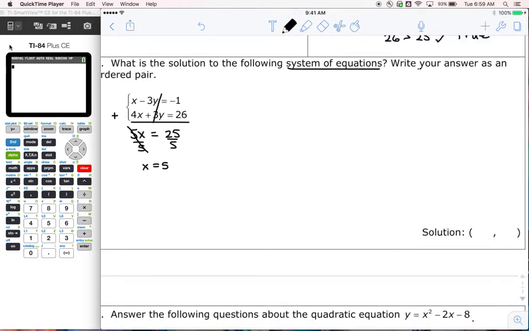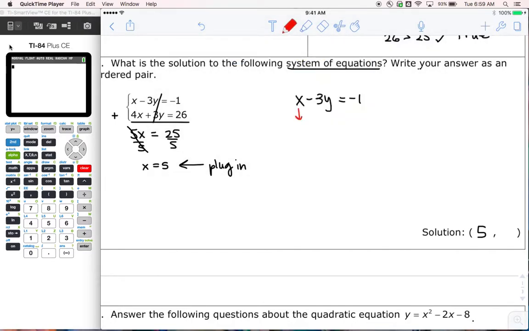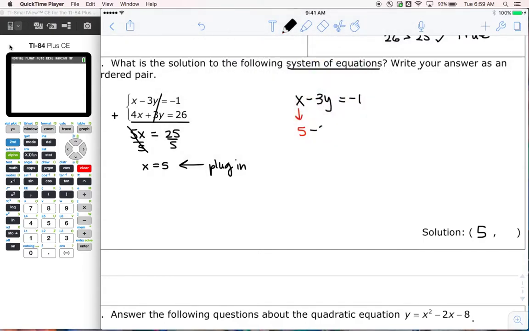So that's half of my answer, right? X is 5. I've still got to find y. And you can find y by plugging in the x to either equation that you started with. It really doesn't matter which one you do. So I'm going to plug in. All right, plug this in. And I'm just going to do the top equation. So I've got x minus 3y is equal to negative 1. Okay, well, x we just figured out was 5. So we've got 5 minus 3y is equal to negative 1.